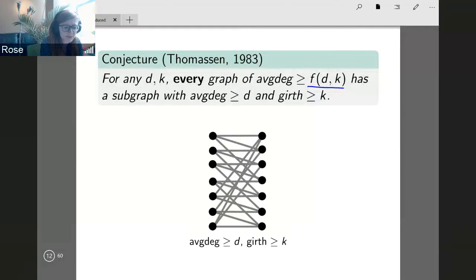Anytime there's some function, what I implicitly mean is that for any d and k, there exists some number f of d, k such that the rest holds. And I'm just going to be writing that as shorthand throughout. And this is just a picture to say what the graph could look like. The particular graph doesn't have any 3, 4, or 5 cycles. This is just an example: a pretty dense graph with girth at least 6.